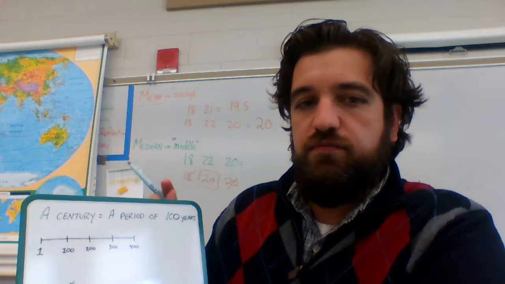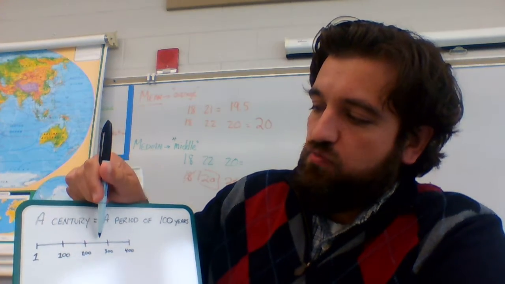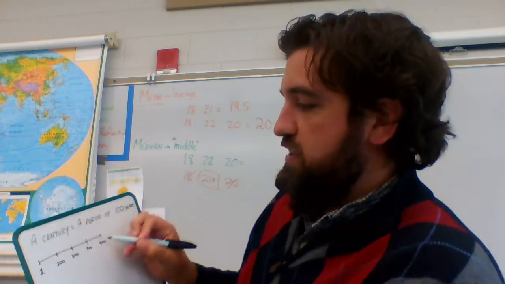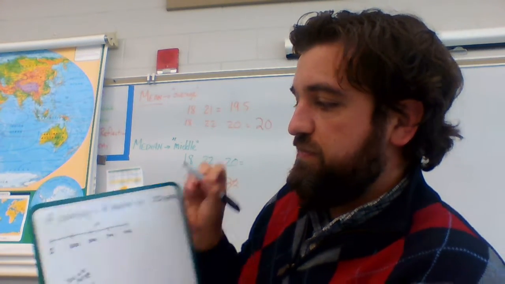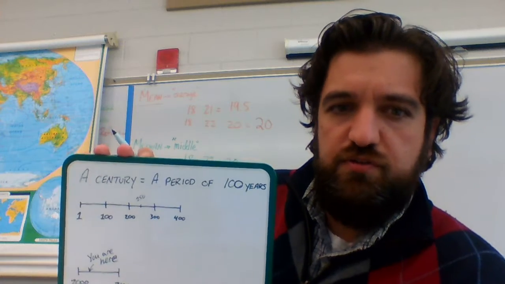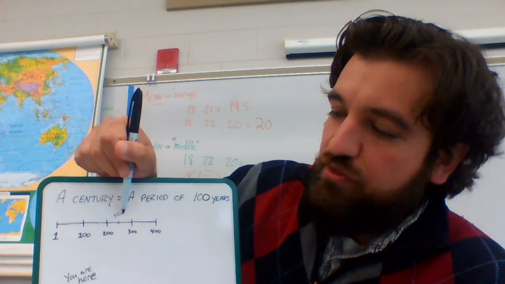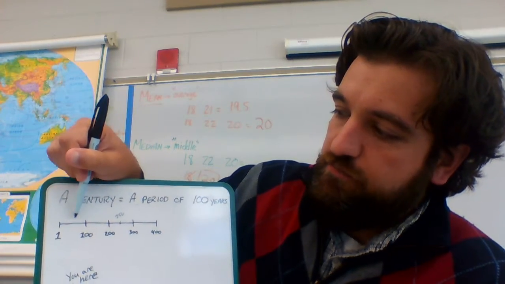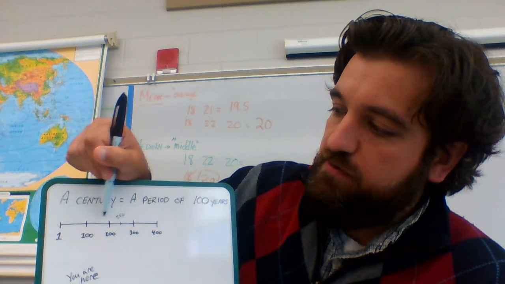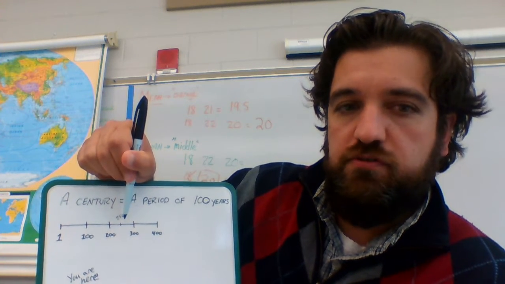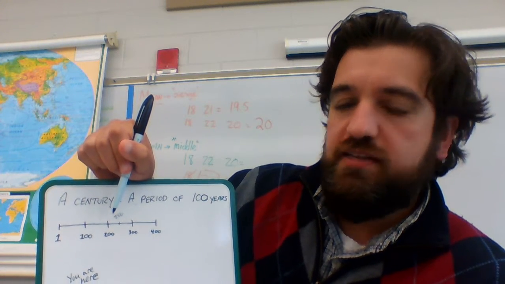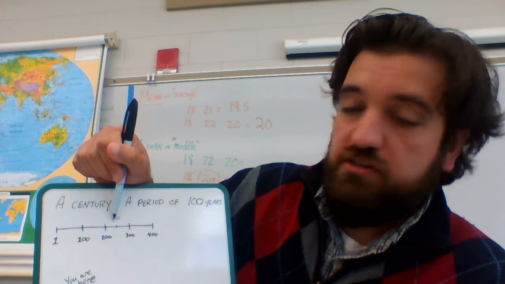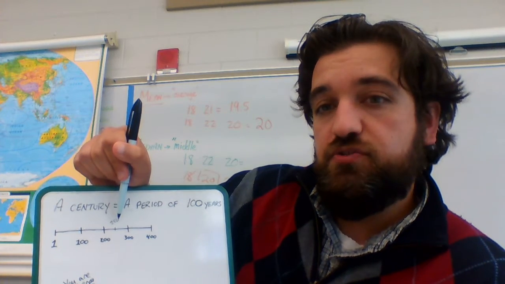Where this gets a little bit confusing, though, is if you actually picked a random number in between. So let's say we took the year 250, right? So if we took the year 250, it's actually in the third century, right? That's the first period of 100 years, the second period, and then the third period of 100 years. So that's where sometimes it gets a little bit confusing when we look at centuries, because the number starts with a 2, even though the century is the third.